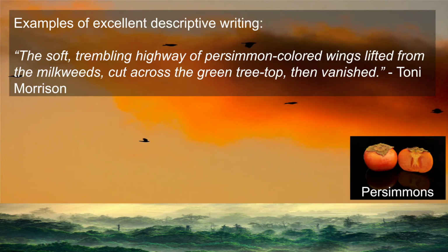Here's a great example of excellent descriptive writing from one of my favorite authors, Toni Morrison. She says, "The soft, trembling highway of persimmon-colored wings lifted from the milkweeds, cut across the green treetop, then vanished." She uses these great colors, green treetops, persimmon, which are these delicious fruits that birds sometimes like eating that are this wonderful orange color.